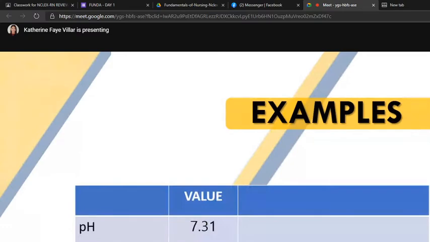Okay, so the pH... hindi pa distracted. Siya ready, ako na lang. Kasi ako, gusto ko. Sige talaga. Sige. So the pH is 7.31.